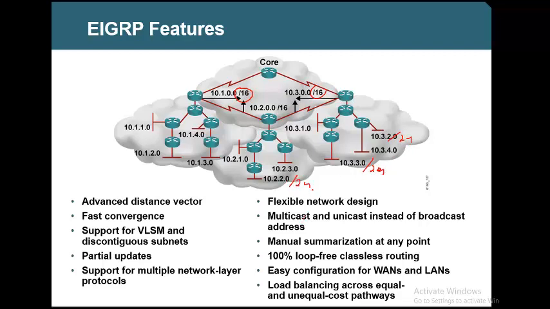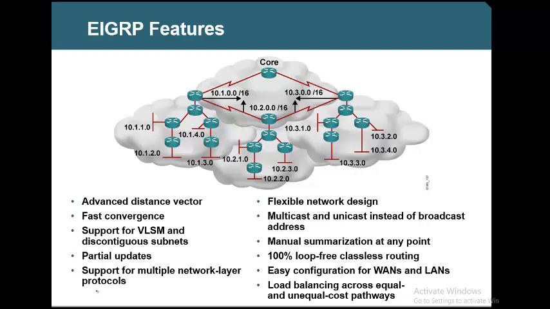Yeah. So the length is not the same. Here it is 16, here it is 24. EIGRP can support this, which is not possible in a classful routing protocol.